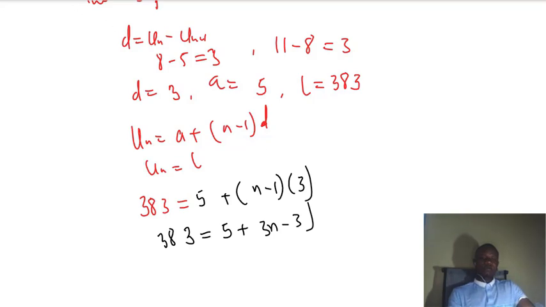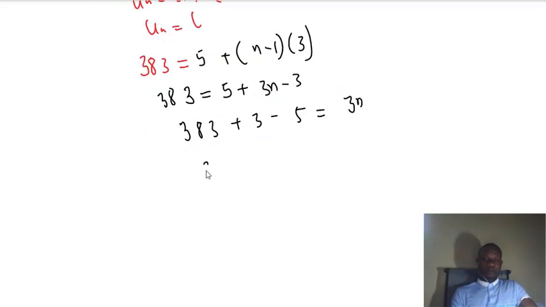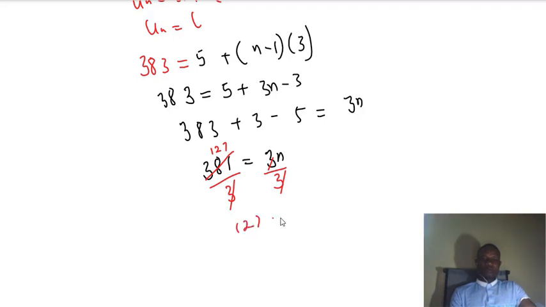Okay, so this and this will give us 383 plus 3 minus 5 equal to 3n. We are grouping like terms. When you group like terms, we get 381 equal to 3n. So here we are solving for n, so we divide both sides by the coefficient of n, which is 3. So 3 will go into 381 one, two, seven times. So we have 127 equal to n.